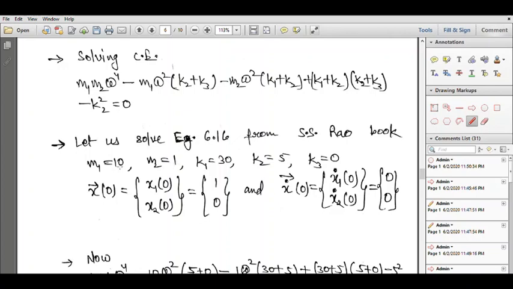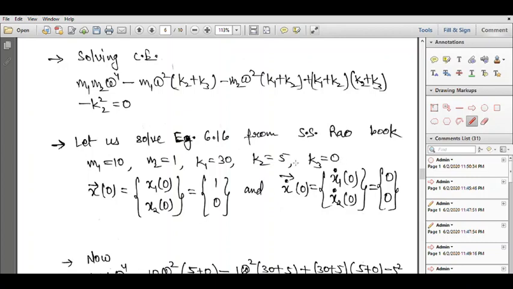If the unit of the mass is gram, then if m1 is 10 gram, m2 will be 1 gram relatively. So they are relative, so no need to write the units. The same thing applies to stiffness also. If I'm taking the stiffness unit to be Newton per meter, then K1 is 30 Newton per meter, K2 is 5 Newton per meter, K3 is 0.